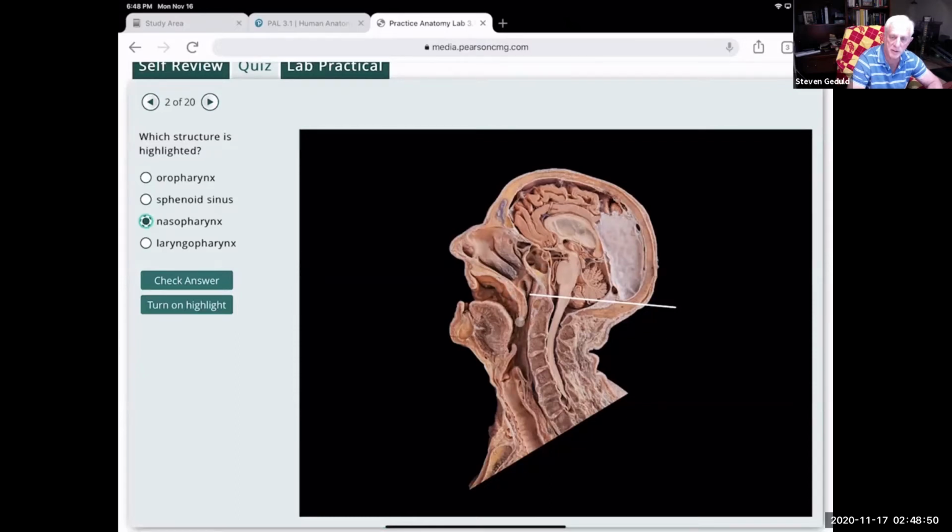This is the oropharynx. This is the oral cavity right here. Okay, and this is the laryngopharynx. This is by the larynx. Okay, so this one is a nasopharynx.